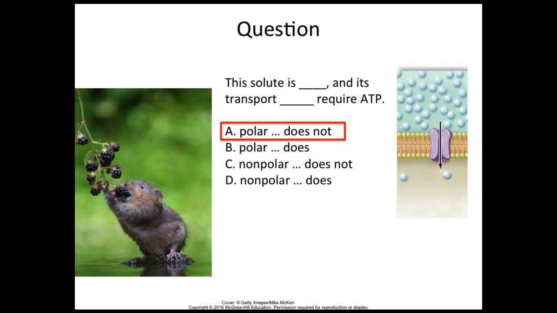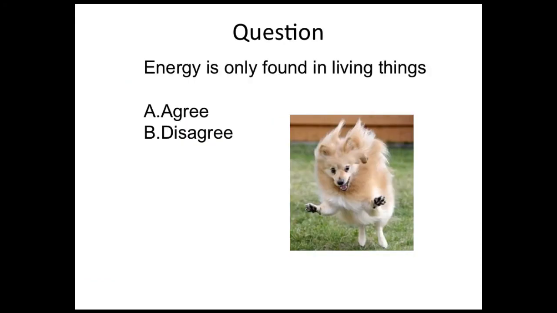this solute is polar and its transport does not require ATP. Because in the diagram, what we see is solutes are being pumped from high to low concentration through a protein in the membrane. So what we see in this diagram is facilitated diffusion.